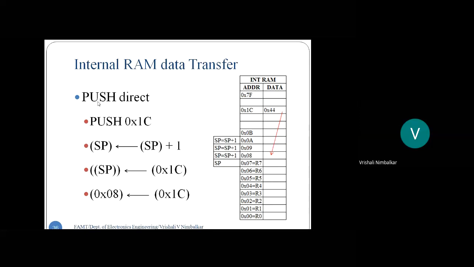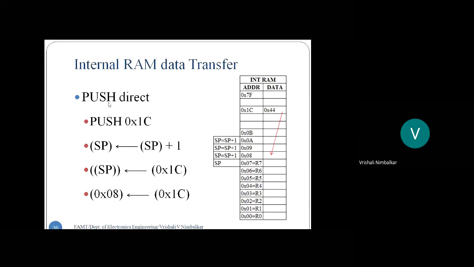Correct? Hope you all remember stack memory. Our stack is nothing but internal RAM memory itself. Stack pointer is by default stored with address 7 hex. So from 7 hex, the stack memory begins, and it goes 7, 8, 9, A, B, C, D, and so on up to 7F. You can have your stack memory from 7 hex onwards. Now push is going to store data on stack, and pop is going to read data from stack.